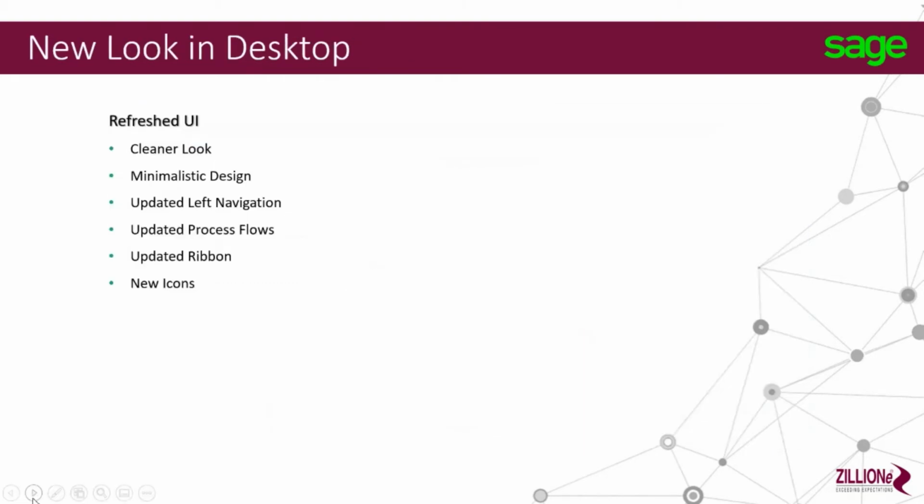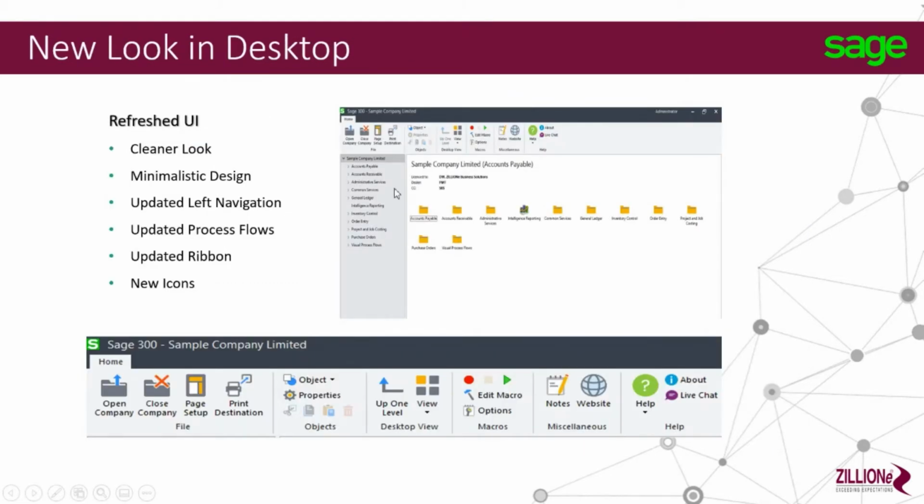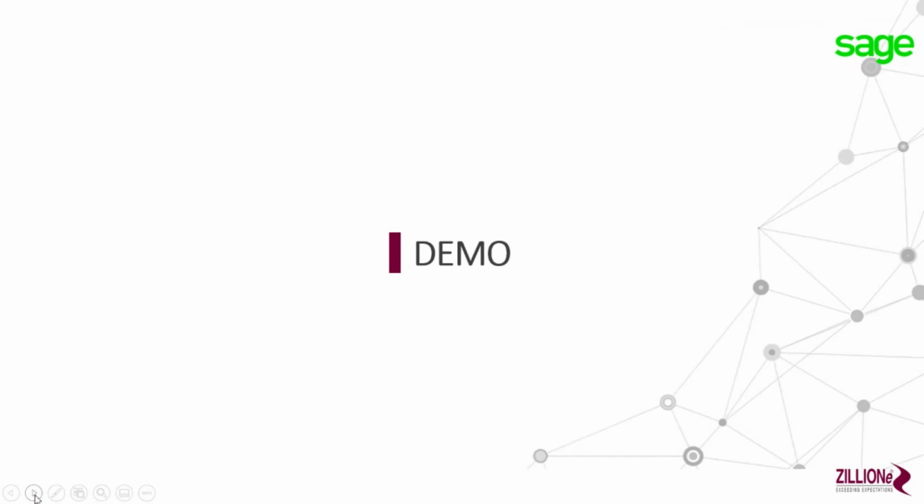And in terms of the desktop version as well, it now looks a bit cleaner in comparison to the older versions of Sage 300, where you have the modules on the left-hand side. The UI has been made a bit more minimalistic, with new icons as well, which makes the solution look much better. So I think this is what most of the people have been waiting for. A quick demo of Sage 300.